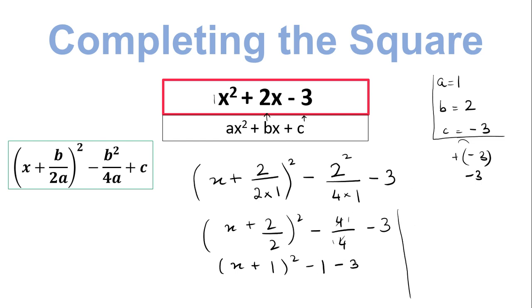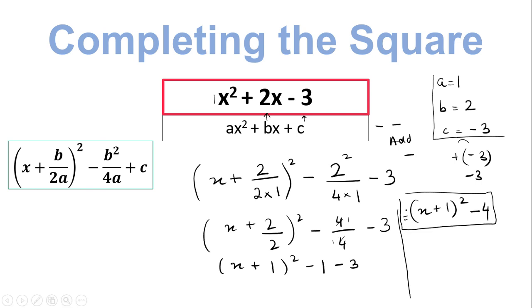Now these are both numbers, so you need to add or subtract. So I have (x plus 1) whole squared, and minus 1 minus 3 means whenever you have a negative and another negative, you add them up and the sign stays negative. You don't subtract them. So 3 plus 1 is 4, and because of the negative sign, I'm going to write negative 4. So this is my final answer. This is the arrangement that I get from using completing the square.